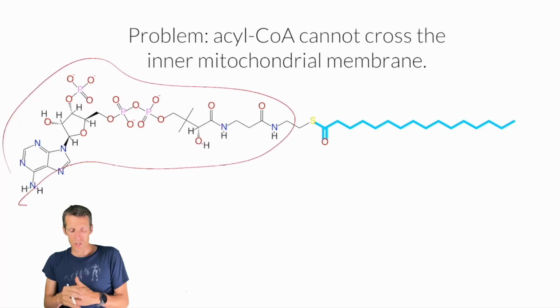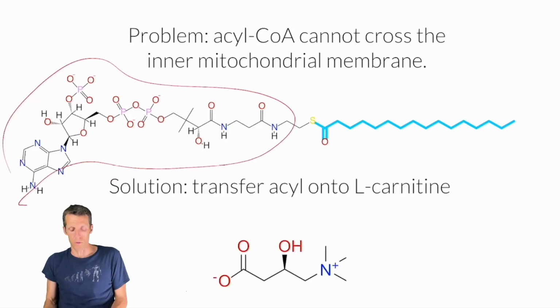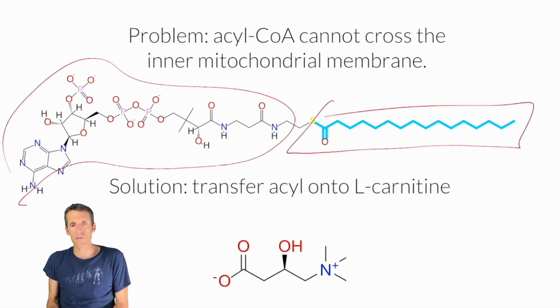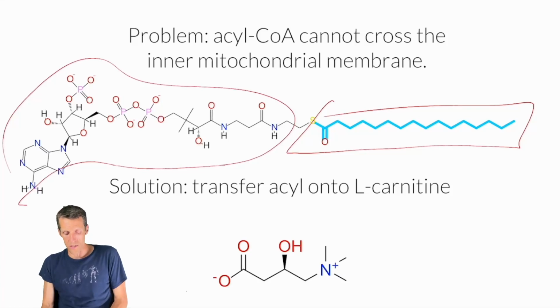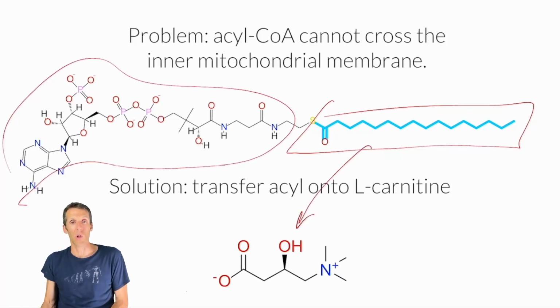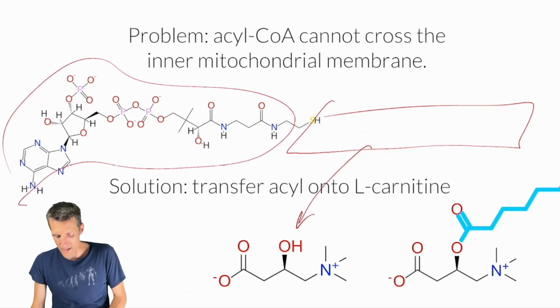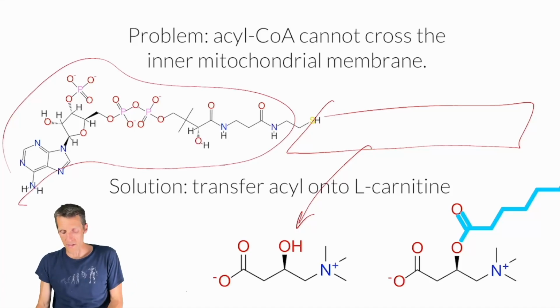Well, we're going to use a shuttle system. And in particular, the way we're going to do it is we're going to take this acyl group and we're going to transfer it onto this molecule here, which is an L-carnitine. That forms this acyl-carnitine here, where we basically transfer the acyl.